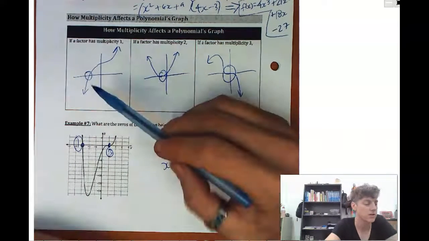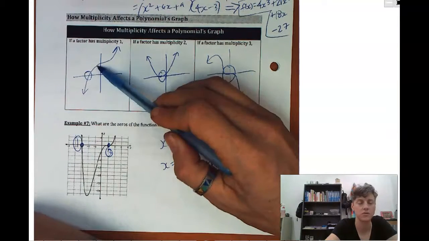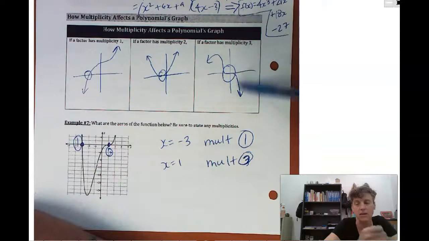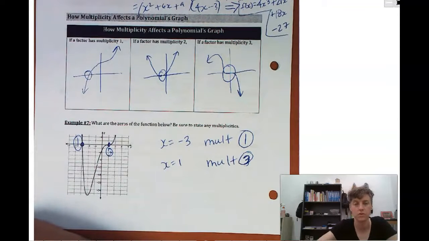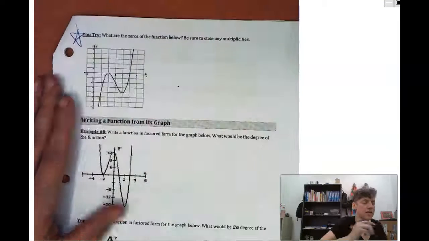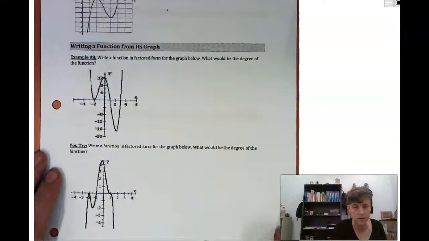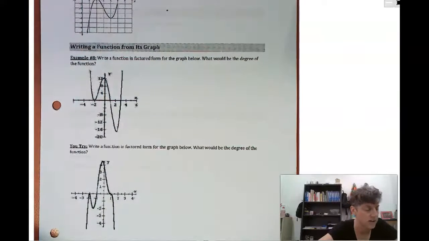Great. So again, multiplicity of 1, straight through. Multiplicity of 2, bounces off. Multiplicity of 3, hangs onto the x-axis, and then goes through. You're going to try the next one. We have one more together. You ready? Write a function in factored form.